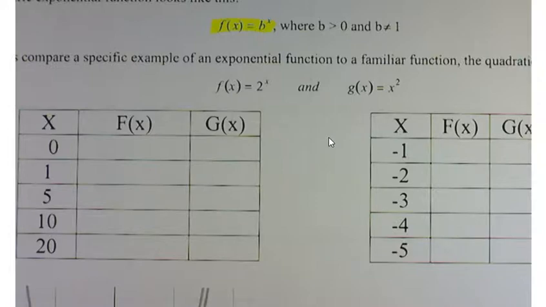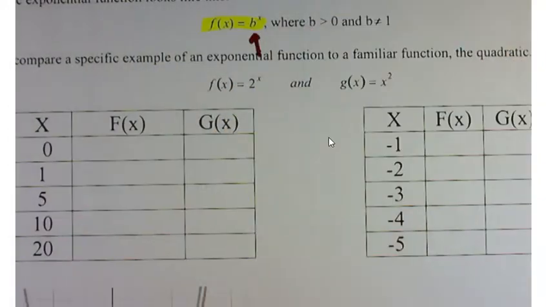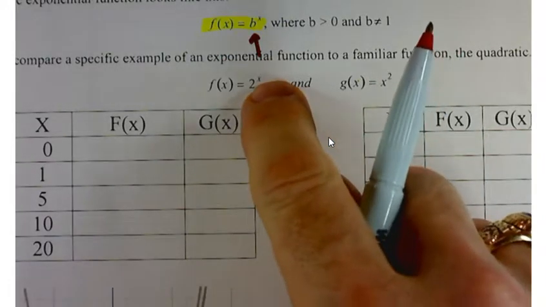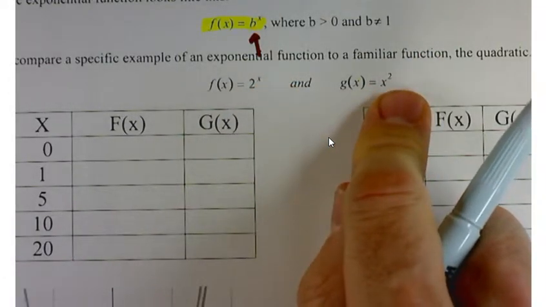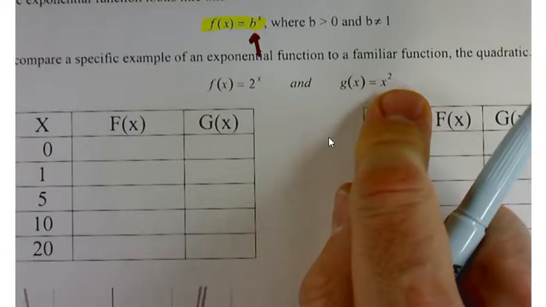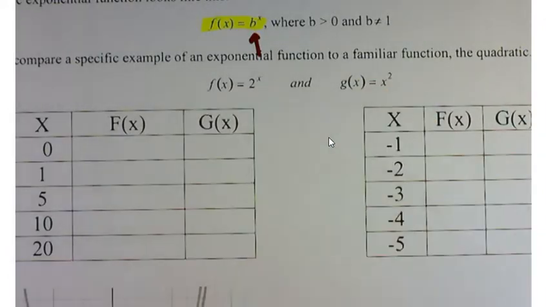In order to be an exponential function, you have to have a fixed number here for the base and a variable in the exponent. So that variable in the exponent is x. Over here, this is just a regular quadratic function. This is just the graph of a parabola. Nothing new or exciting there. We're going to get acquainted with the graphs of these by plotting some points.